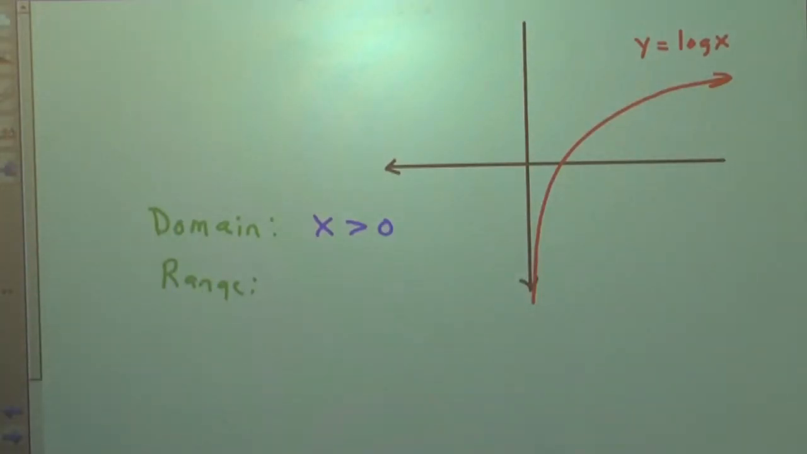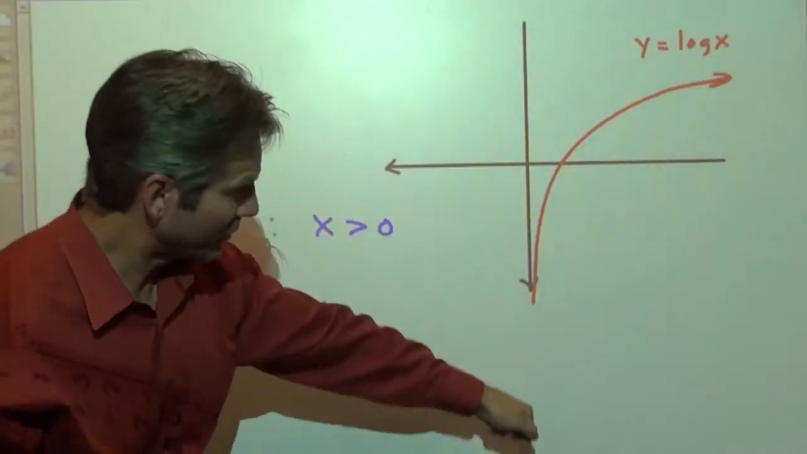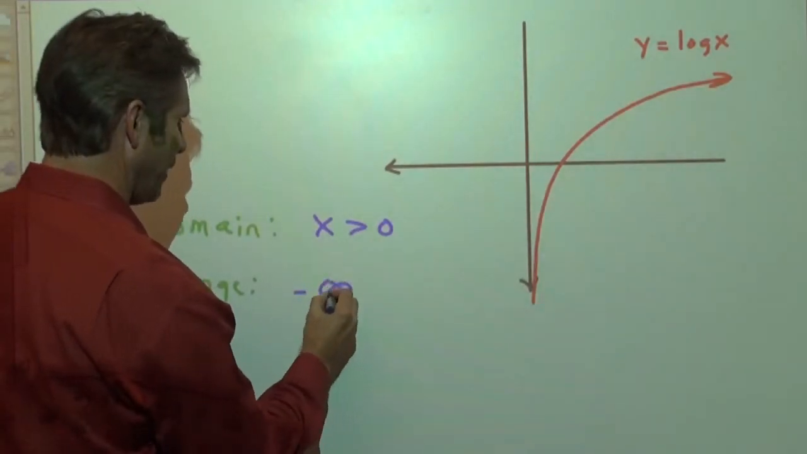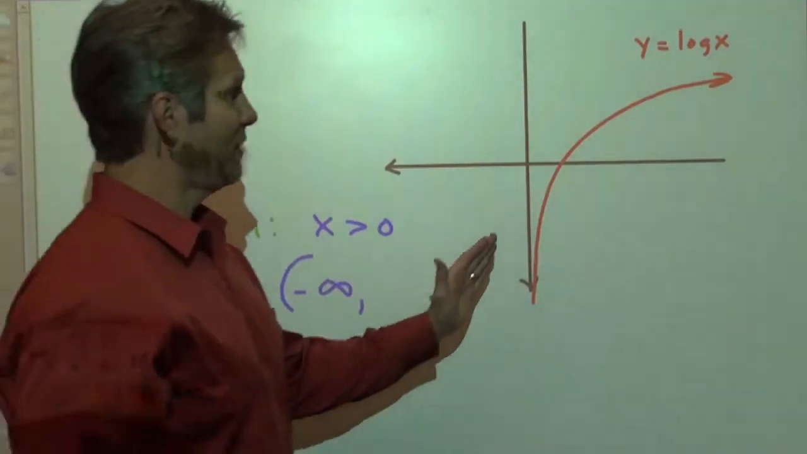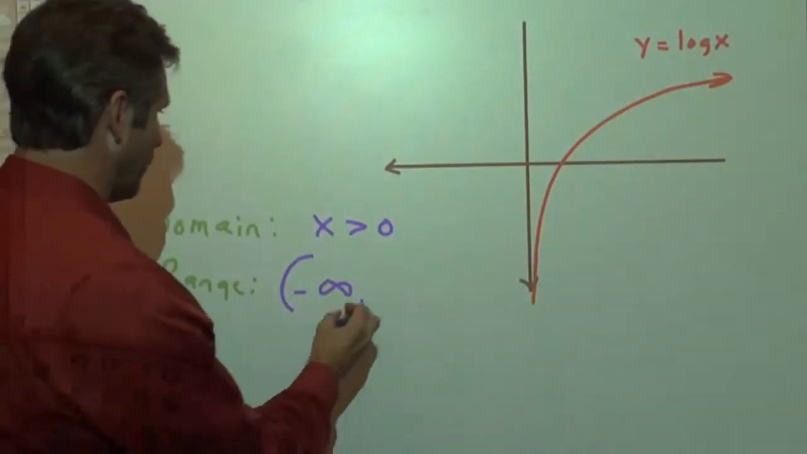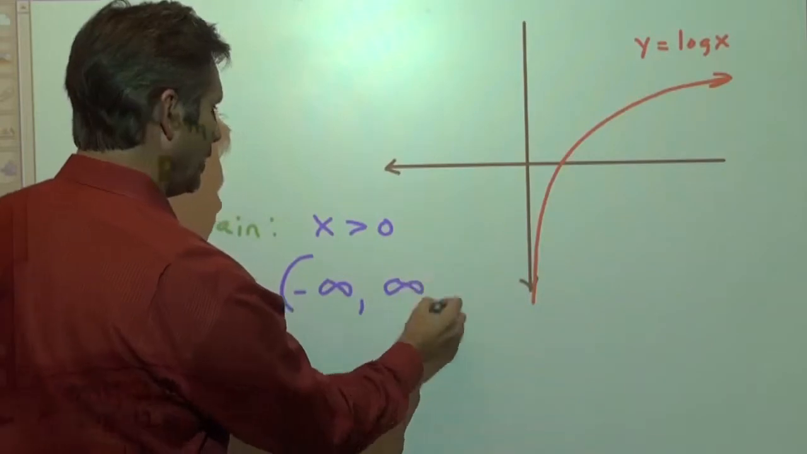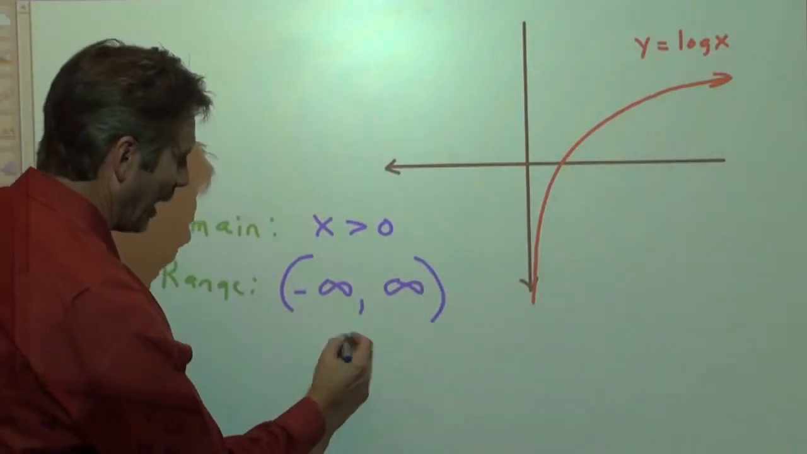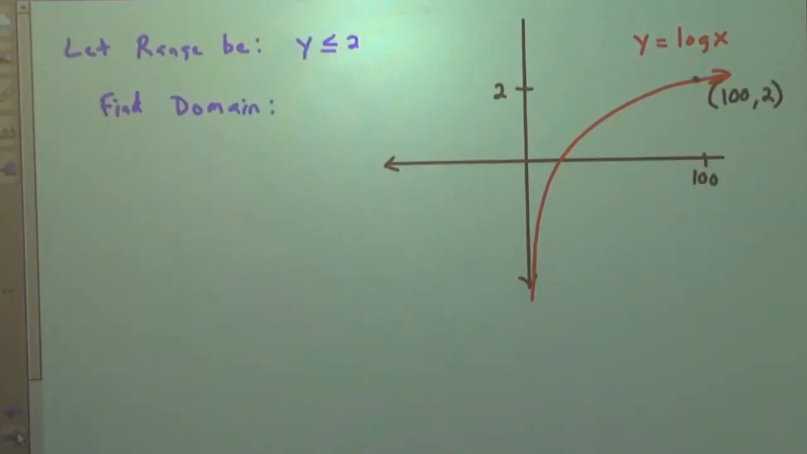Now, meanwhile, the range would be all the y values. It can go infinitely in the negative direction, so it's going to go from negative infinity. And in this case, even though it seems to be leveling off, it can still get bigger and bigger in the y direction. So there's no restriction in the y direction, so it's going to go to infinity. So the range would once again be that y could be an element of the set of real numbers.